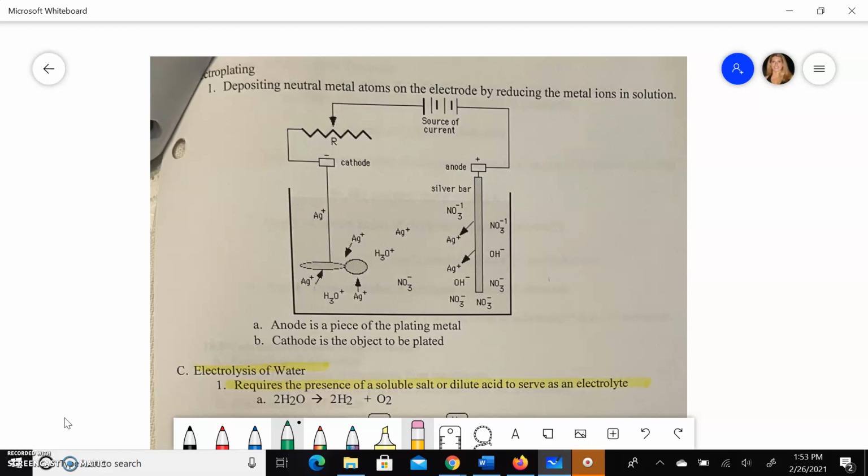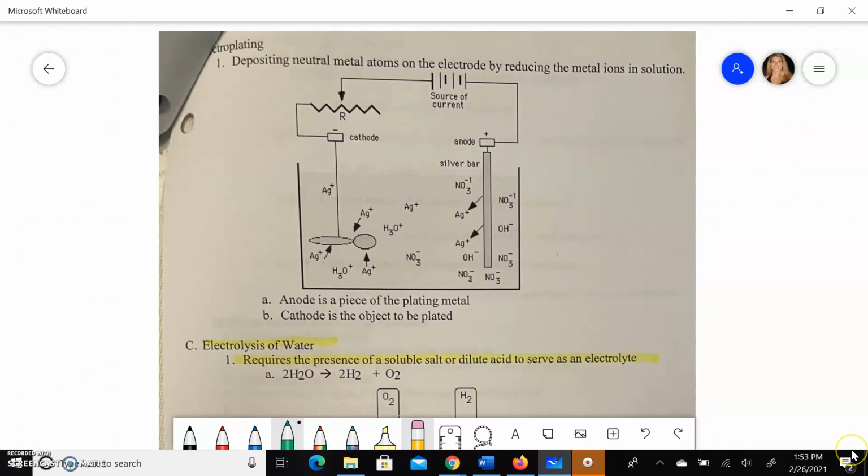This is just when you deposit neutral metal atoms on the electrode by reducing the metal ions in solution. So notice that in this picture, silver ions are being both reduced and oxidized. There's some here coming off to form Ag+, and then over here you're plating the Ag back onto the cathode.